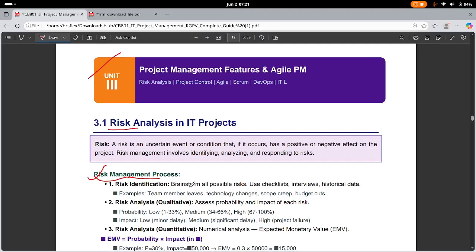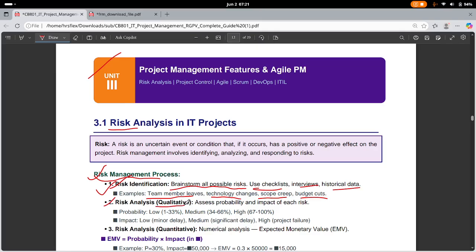First of all, if you have a risk, then identify it. That is the main thing. You need to identify the risk. So brainstorm all possible risks, use checklists, interviews, historical data: team members leaving, technological changes, scope creep, budget cuts. Anything can be considered a risk. So the first step is to identify the risk, then to quantify the risk.